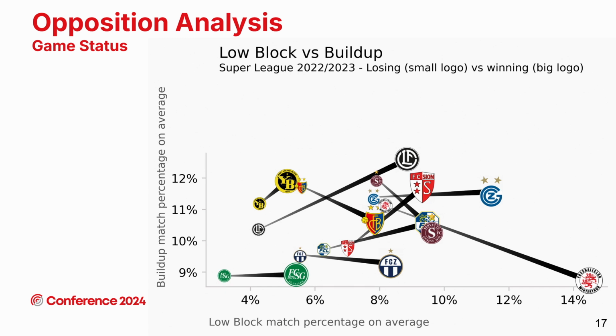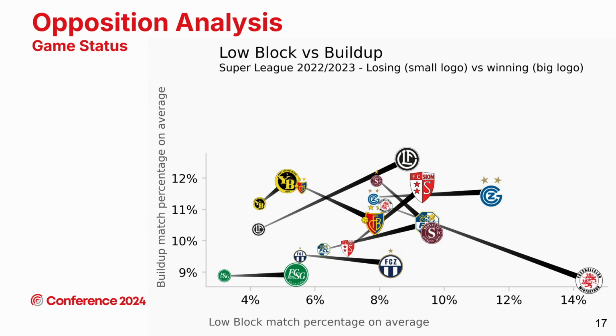Now, if you look at all Swiss Super League teams across the season, and we look at both build-up percentages and low block percentages, we use this scatter plot in which the black arrows go from the small logo representing the losing situations to the big logo representing the winning situations. We can see that overall, throughout the whole figure, all bigger logos go to the right side of the figure, so every team, when winning, increase the percentages of low block.